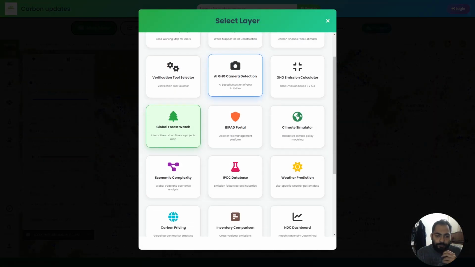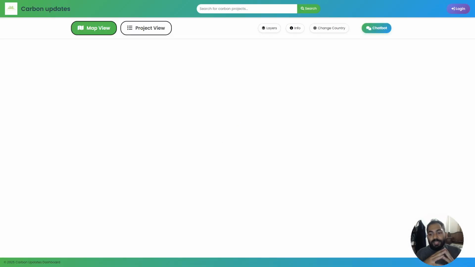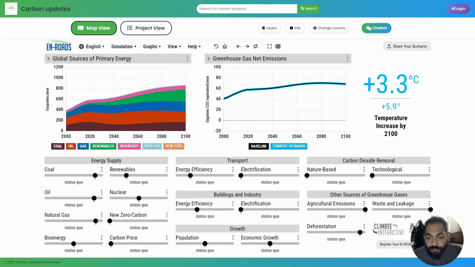Now what we want to do right now is click the climate simulator, which is being built by En-ROADS, and it is being built by the MIT management committee. Over here we have only been able to incorporate this as an add-on for our website. Now, as you can see in this En-ROADS platform over here, you can see the increase of temperature of 3.3 degrees Celsius or 5.9 degrees Fahrenheit. Now this is expected by 2100.